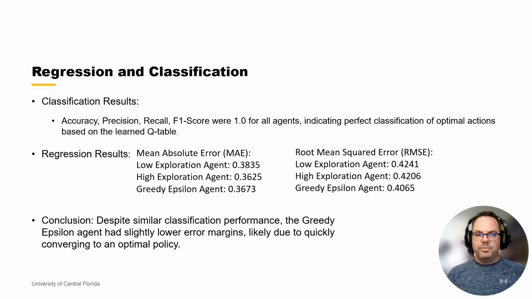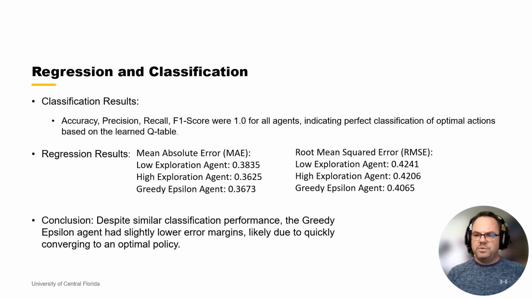All right, looking at some of the results, the classification results for all 3 agents achieved perfect scores with 100% accuracy, precision, recall, and F1 scores. This indicates that the agents perfectly classified the optimal actions for their state based on their learned Q values. Essentially, they fully learned the best actions for each possible state in the environment. And this was over a utilization of 500 runs.